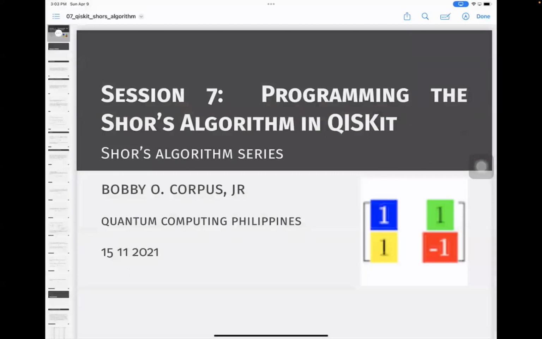Okay, hello again. So let's now start with session 7, programming the Shor's algorithm in Qiskit.